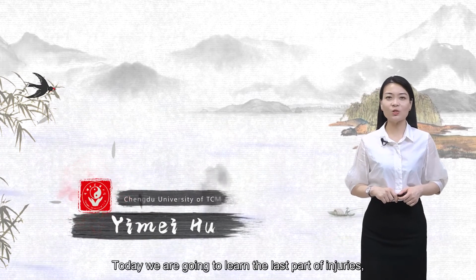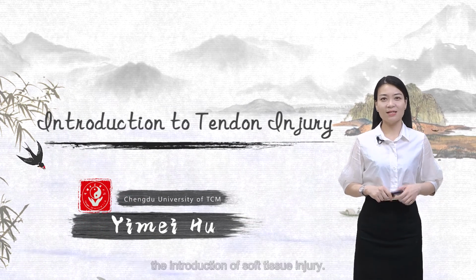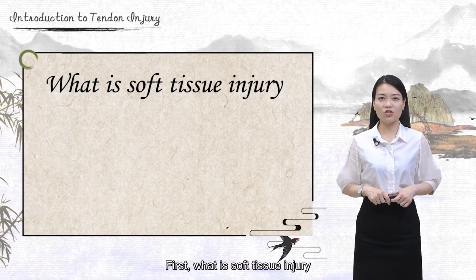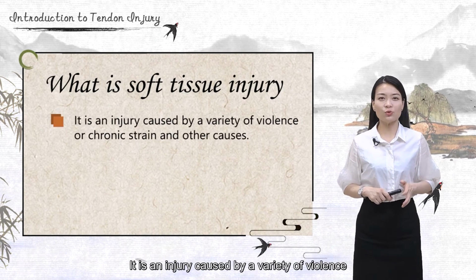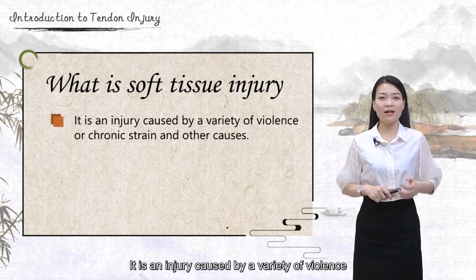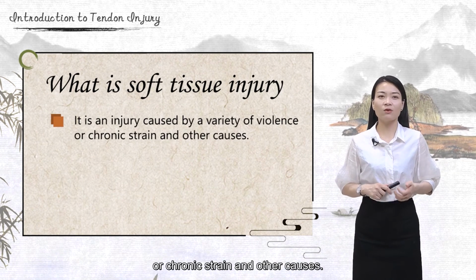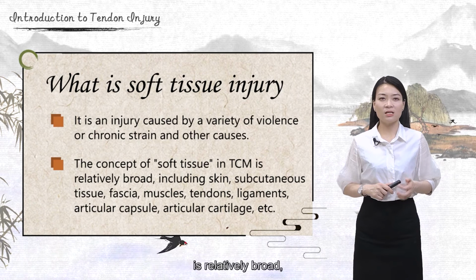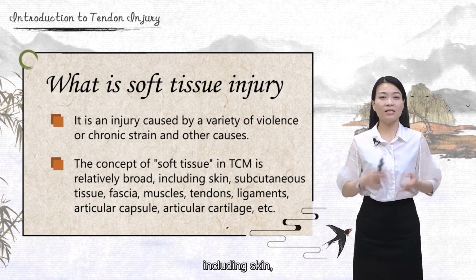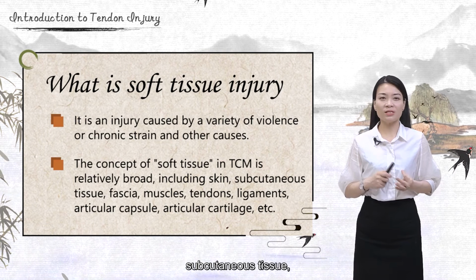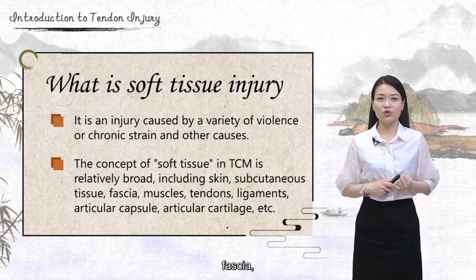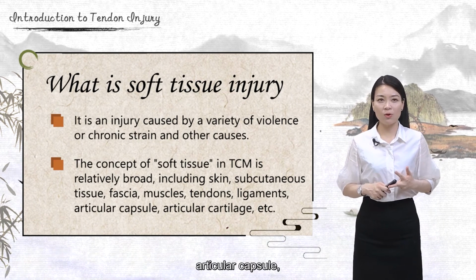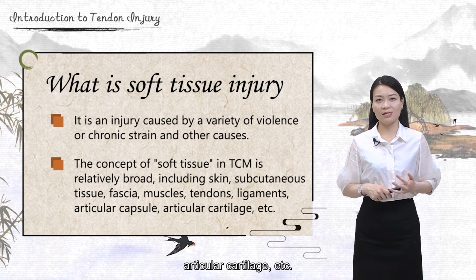Everyone, today we are going to learn the last part of injuries, the introduction of soft tissue injuries. First, what is soft tissue injury? It is an injury caused by a variety of violence or chronic strain and other causes. The concept of soft tissue in TCM is relatively broad, including skin, subcutaneous tissue, fascia, muscle, tendons, ligaments, articular capsule, articular cartilage, etc.